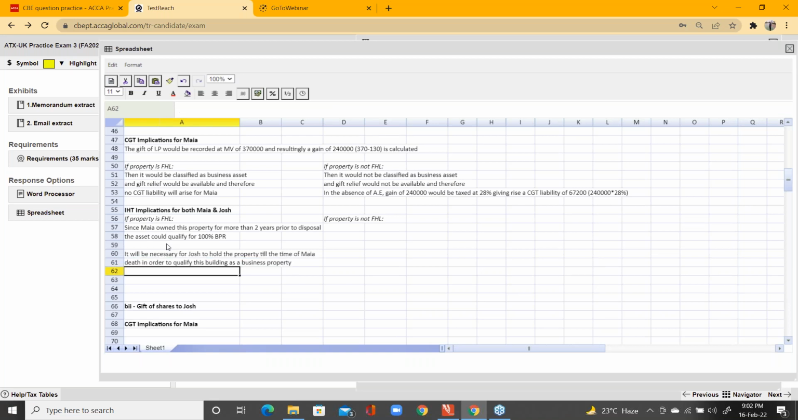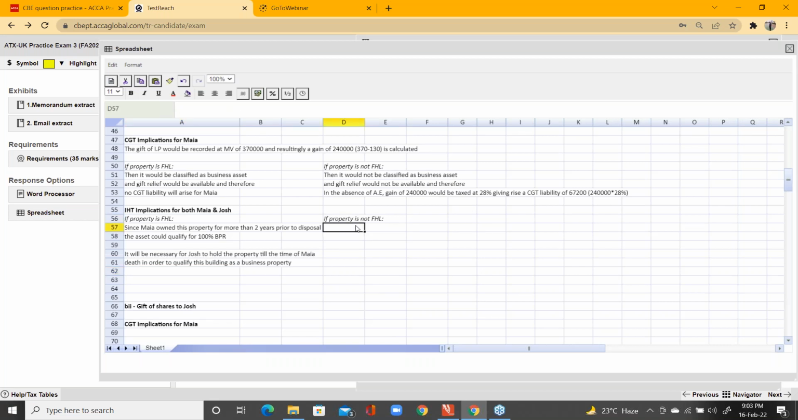Under IHT, we study that if any property is transferred in lifetime, and if that property is a business asset, business property relief can be claimed. But for the transferee, the giftee, the requirement is that the giftee has to retain that asset till the death of the transferor or gifter.